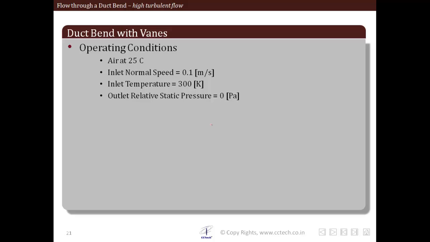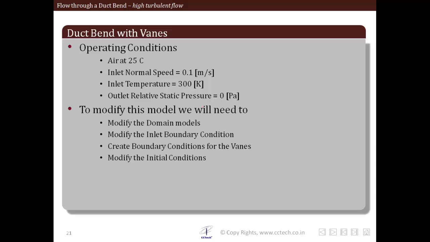Duct bend with vanes, what is the problem definition? It remains almost the same. Area is 25, we are going to consider fluid as air at 25 degrees centigrade. Inlet normal speed is 0.1 meter per second. Inlet temperature is 300 Kelvin and outlet static pressure is 0 pascals.